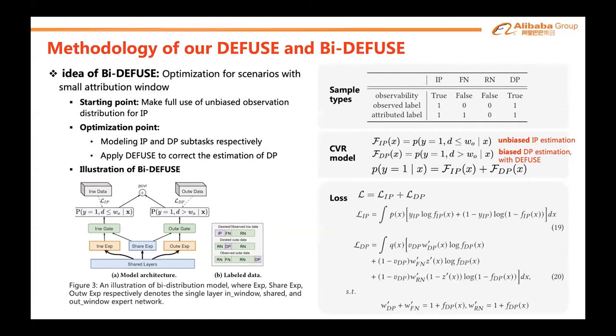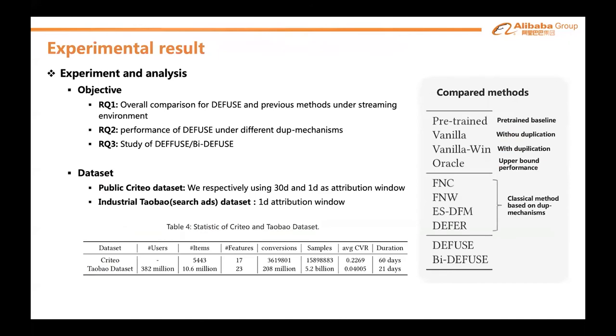Please note that the samples used in the IP task are not duplicated and the labels are correct, so the model can be directly trained on the ground truth distribution without bias. Only the DP task needs to be corrected using DIFUSE, thus the high variance can be effectively reduced. Next, we conduct extensive experiments on public, commercial, and industrial Taobao datasets to demonstrate the performance of our DIFUSE and Bi-DIFUSE by comparing them with other state-of-the-art baselines.